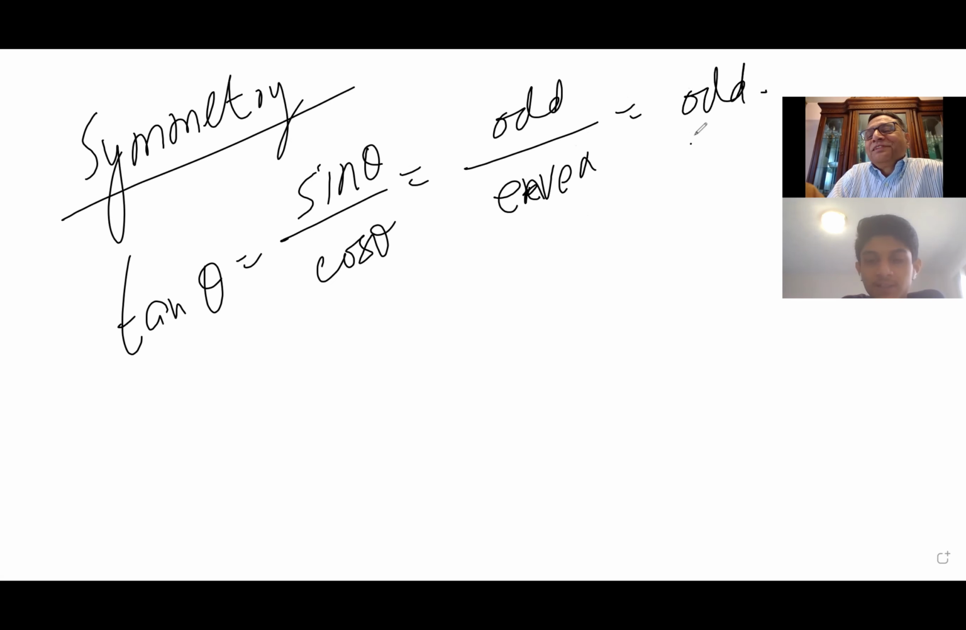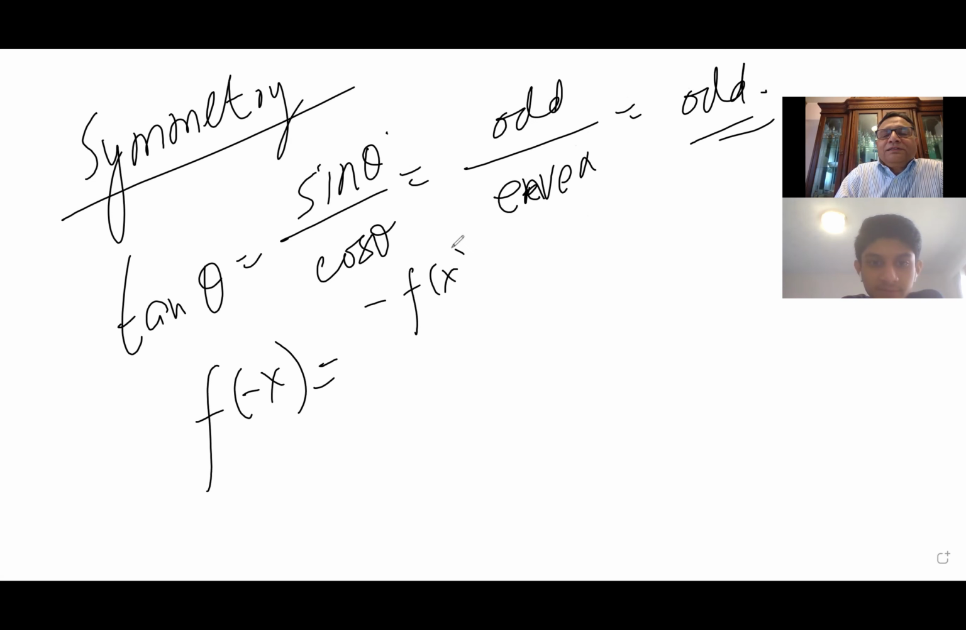So if any function has, because if you're looking for f of minus x, in that case the numerator will be minus f of x and the denominator will be f of x, correct? So you'll get a ratio, and basically it is the negative of that function, right? Let me write g and h.